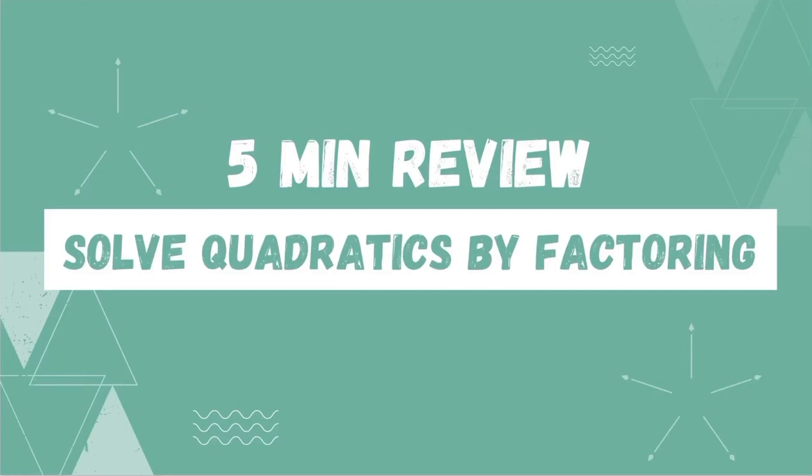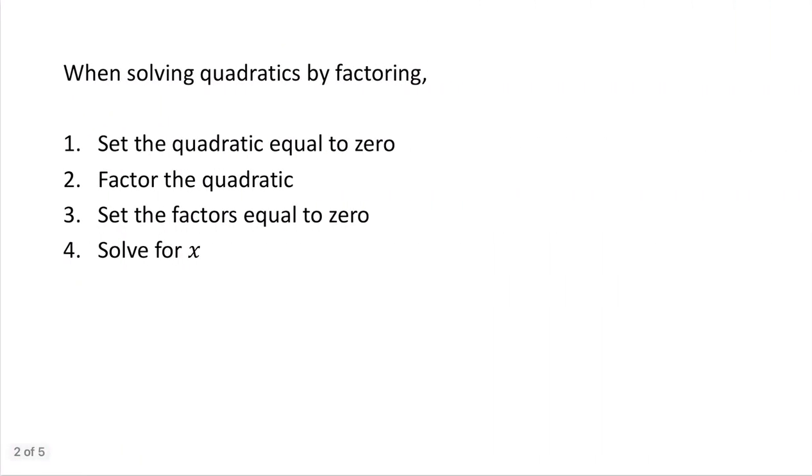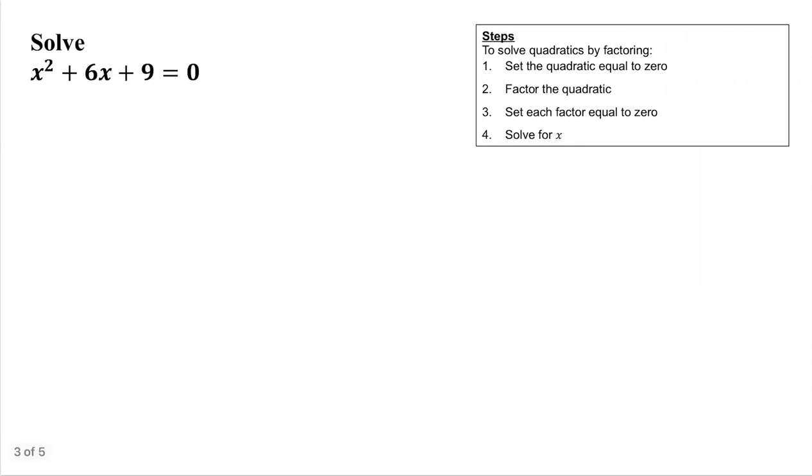So in this video, we're going to do a 5-minute review of solving quadratics by factoring. When you solve quadratics by factoring, you're going to start off by setting your quadratic equal to 0. Then you're going to factor the quadratic, set each factor equal to 0, and then solve for x. So let's try solving x squared plus 6x plus 9 equals 0.